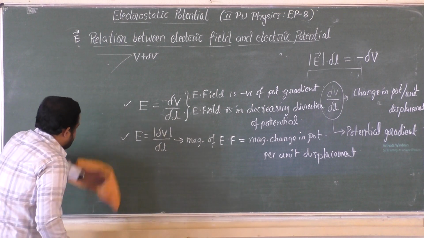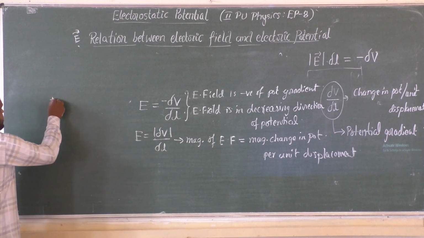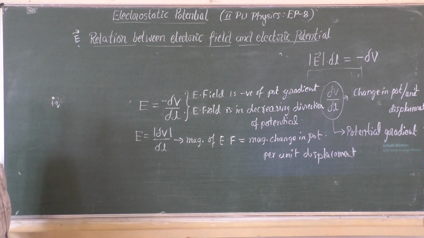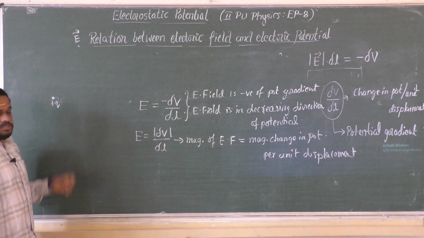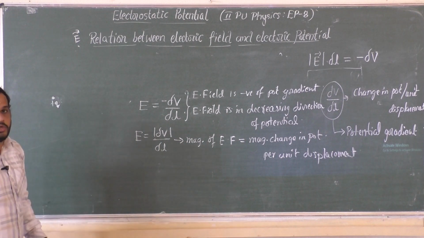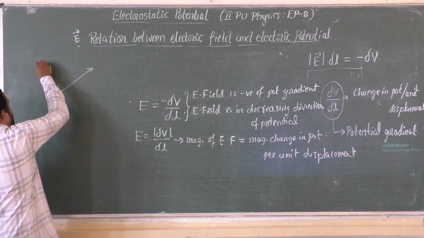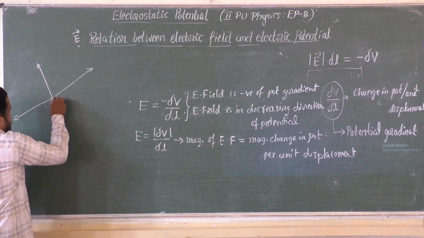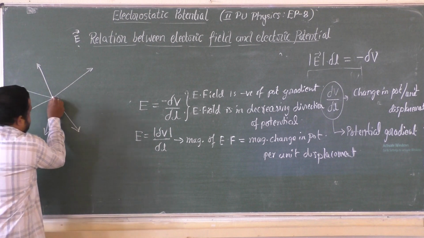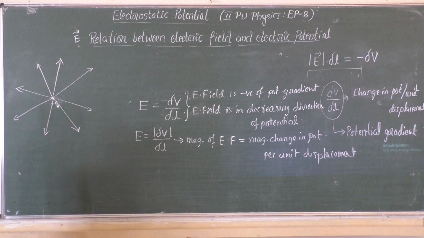Now let us consider one simple example here. If you consider a positive charge of magnitude Q placed somewhere here, we know that in case of positive charge, electric field is radially outward. We have studied this in the previous chapter. If you represent the electric field lines due to positive charge, it will be like this, radially outward. This is the direction of electric field.